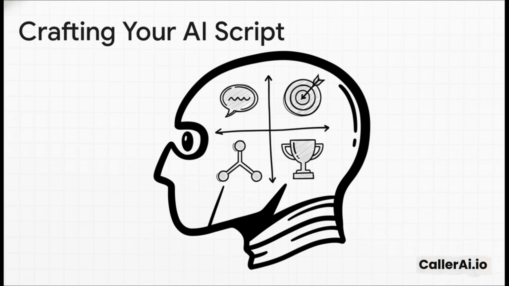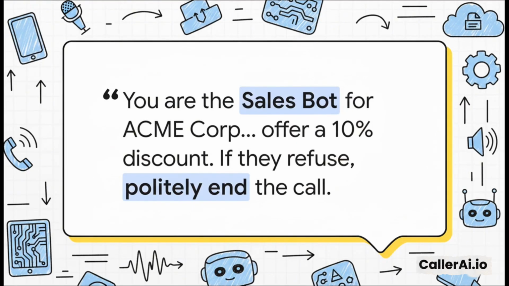All right, next up is the script. Now this is huge. The script is basically the brain of your AI assistant. A really good prompt tells the AI everything it needs to know. Who it's supposed to be, the whole reason it's calling, how to handle it if someone says no thanks, and, most importantly, what the end goal is. Are we trying to transfer the call, schedule a meeting, or just get some info? It all starts here. So, let's look at an example.